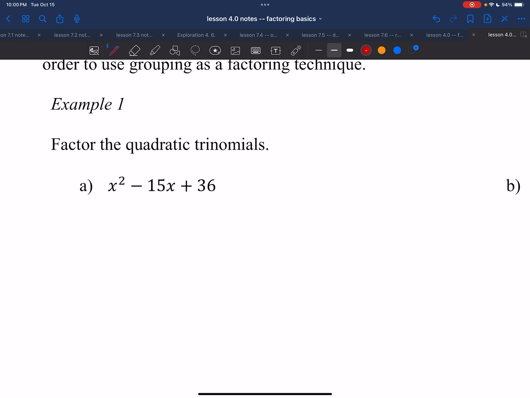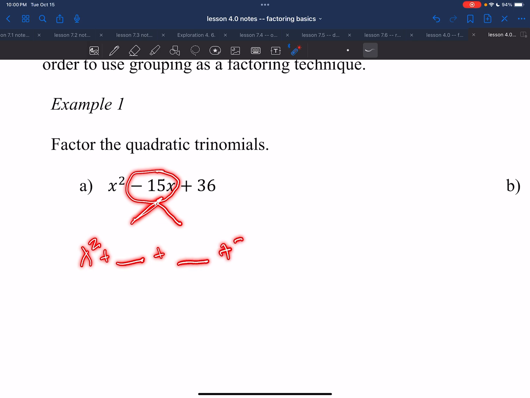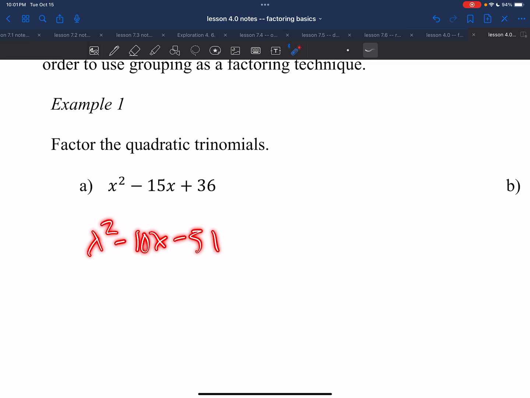And the way to do that is we're essentially going to take this middle term and split it into 2 terms. Because if I can do that, I can say x squared plus blank plus blank plus 36, where these blanks sum up to negative 15x. But I can't just break it apart willy-nilly. I can't just say x squared minus 10x minus 5x plus 36. This won't work. It has to be a specific decomposition so that your groupings work.